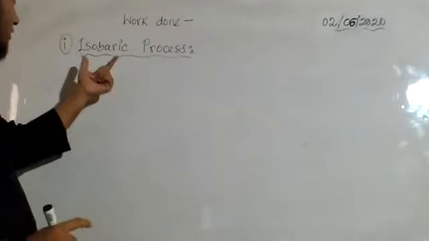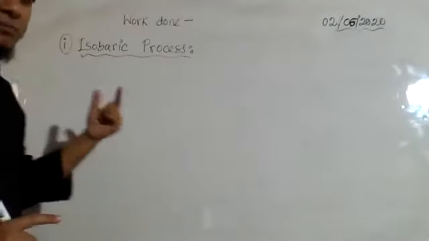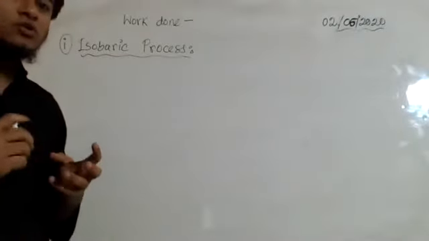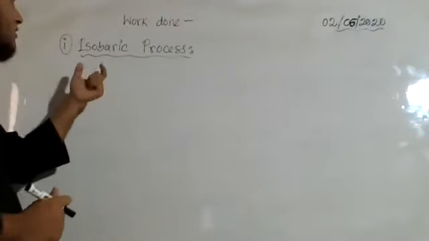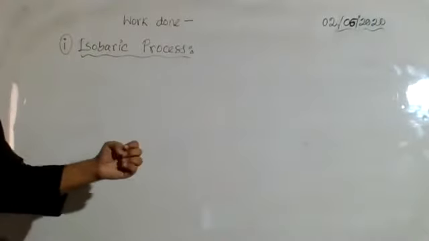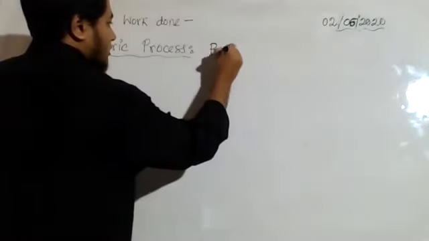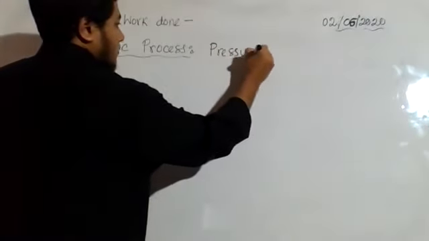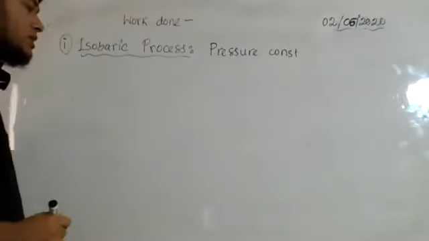Today we are going to see the work done for different processes. At first we have the isobaric process. As I told you yesterday, bar is something related to pressure. So isobaric process means equal pressure process, or we can say the pressure will remain constant. Throughout the process, we have to consider the pressure is constant.